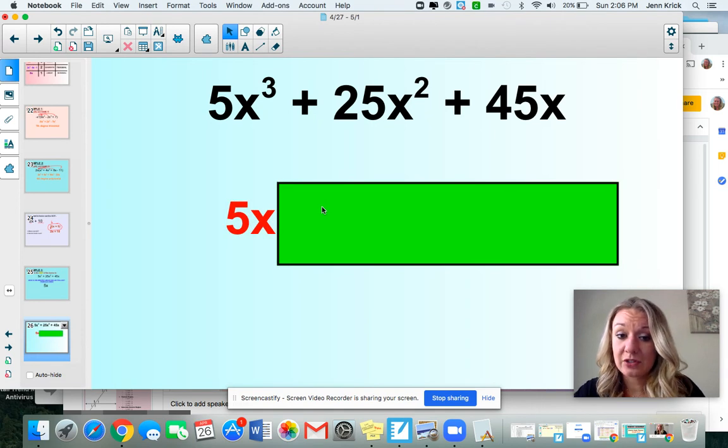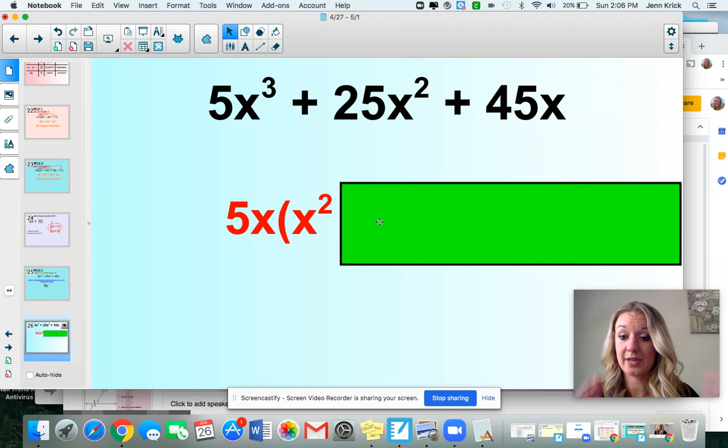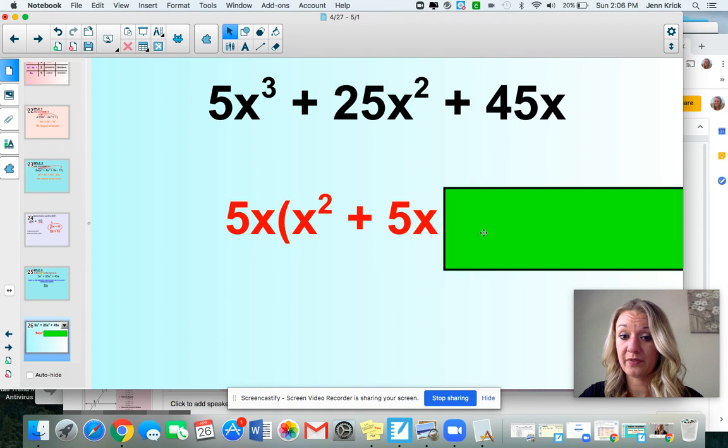Now, when you do factor this, we know that our greatest common factor is going to be 5x. Ask yourself before you set up your parentheses, what do I need to add in here to get to 5x to the third? Right now, I've only got 1x. Essentially, all I need is just 2 more x's. So it'll be 5x times x squared. To get from 5x to 25x squared, not only do we need to multiply by 5, but I also need 1 more x. So it'll be plus 5x.